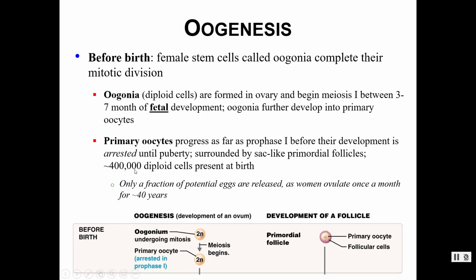Now, of those 400,000 diploid cells, you're not going to use very many of them. Remember, puberty starts at, say, 12, and you stop at 45 or 50, so you're only going to release about 1 egg a month for about 40 years. So you're only going to use a few hundred of your few 100,000 eggs. But we have to make sure we don't run out, right?